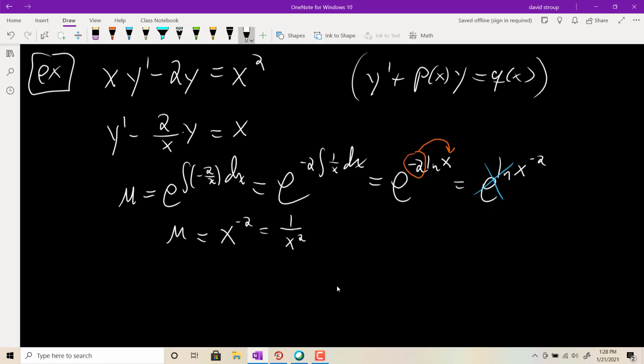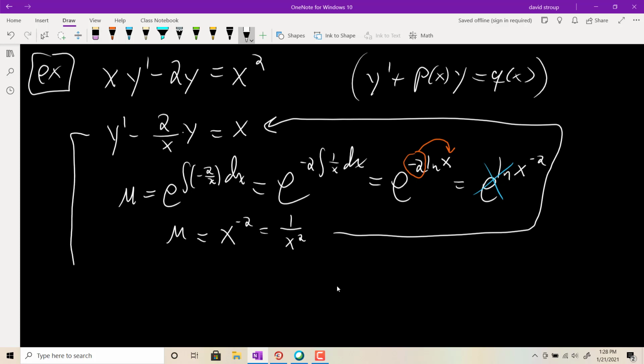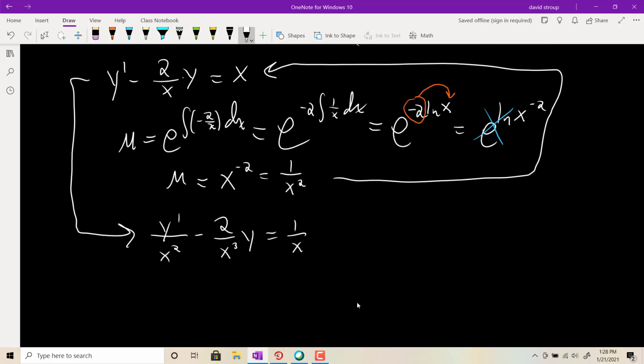Then we can multiply our first order linear differential equation, and we get y prime over x squared minus 2 over x cubed times y equals 1 over x, since x over x squared is 1 over x. You could always just go directly to collapsing it. It's always going to collapse into mu times y. So mu is 1 over x squared, and then times y. On the other side I have 1 over x.